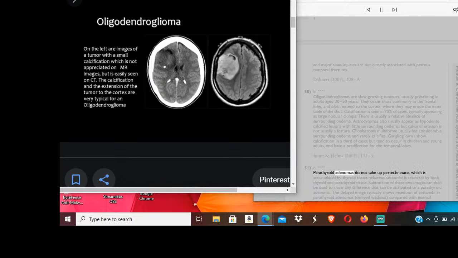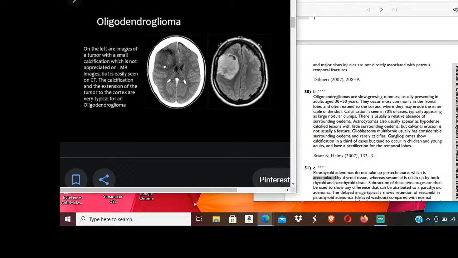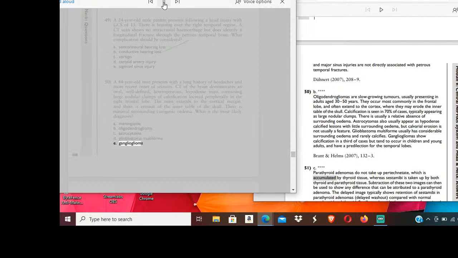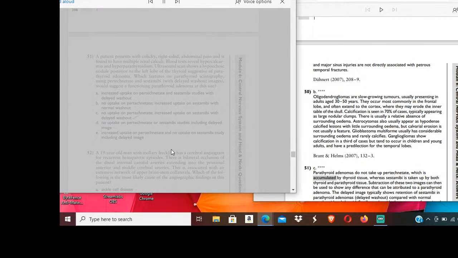51. A patient presents with colicky, right-sided abdominal pain, and is found to have multiple renal calculi. Blood tests reveal hypercalcemia and hyperparathyroidism. Ultrasound scan shows a hypoechoic nodule posterior to the left lobe of the thyroid suggestive of parathyroid adenoma. Which features on parathyroid scintigraphy using pertechnetate and sestamibi with delayed washout images would suggest a functioning parathyroid adenoma at this site?